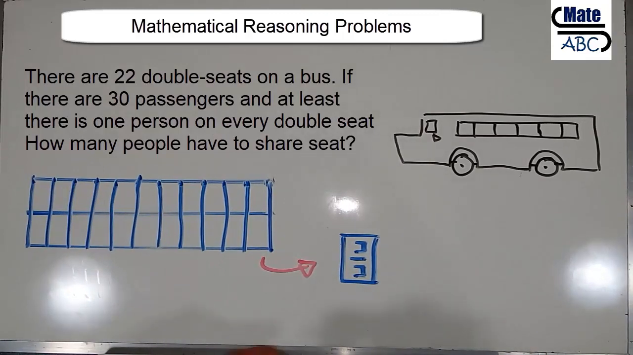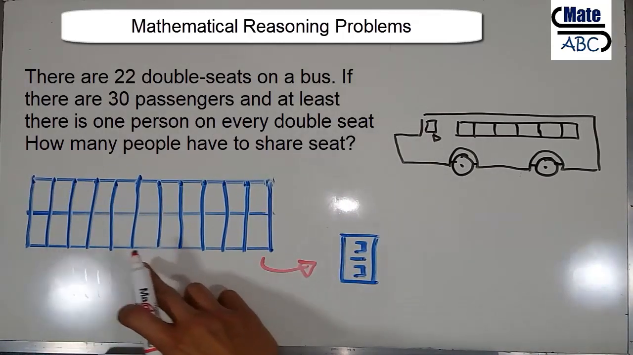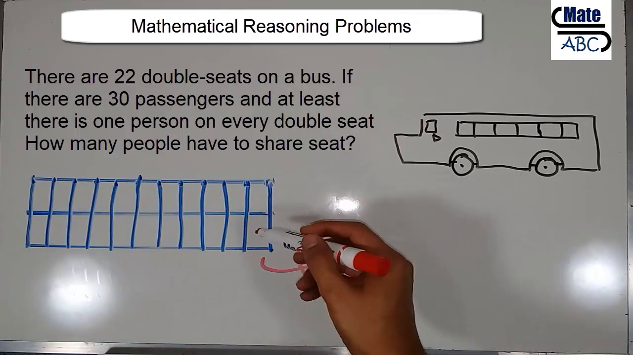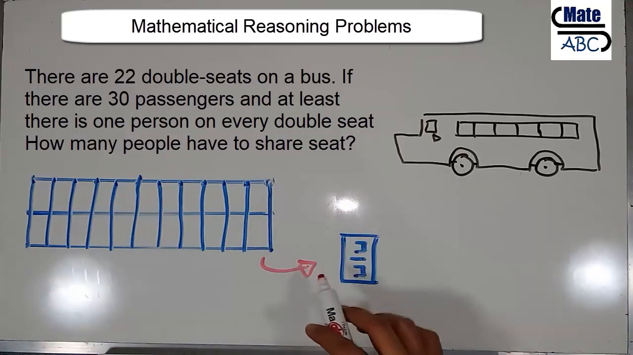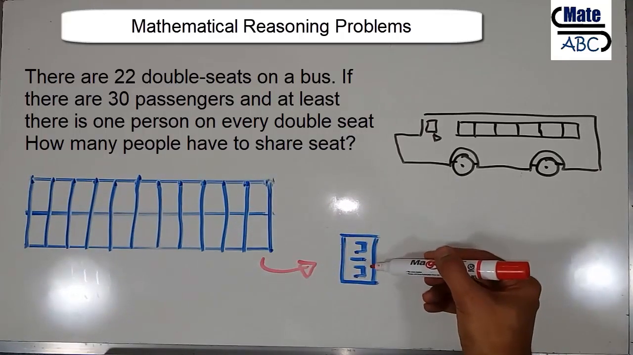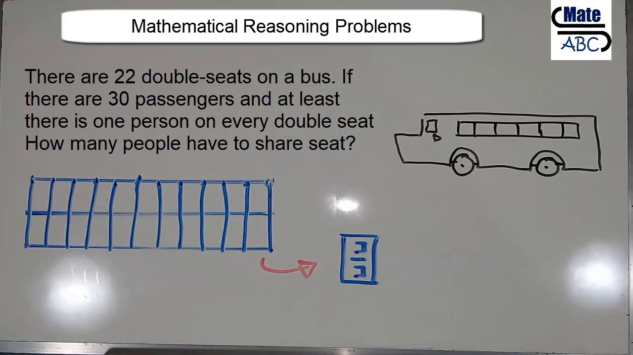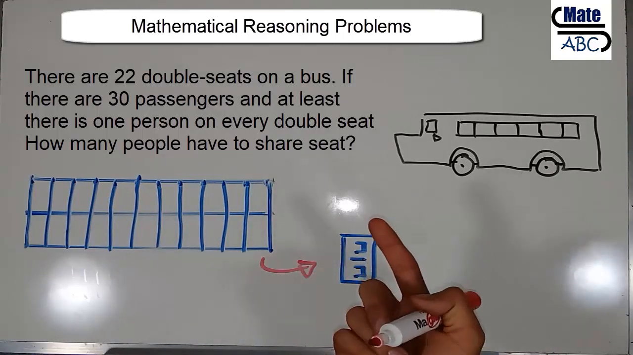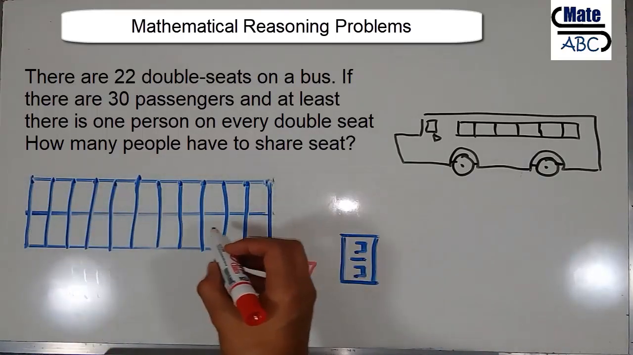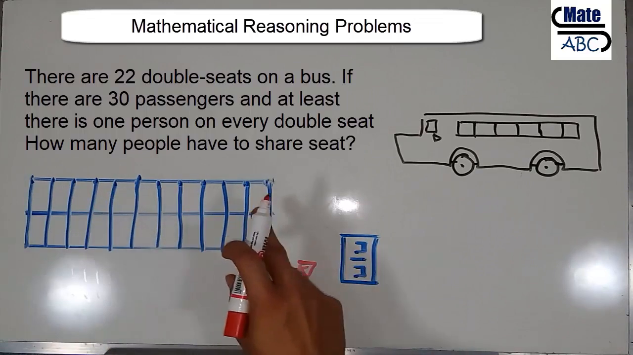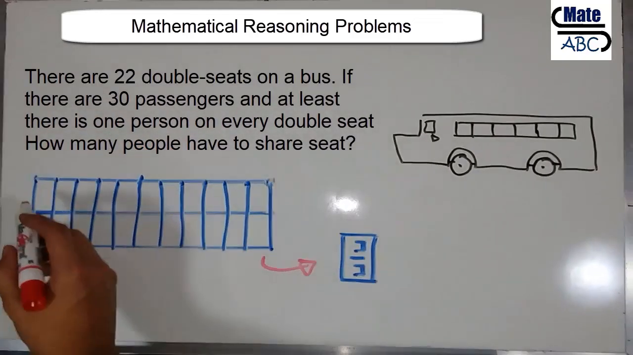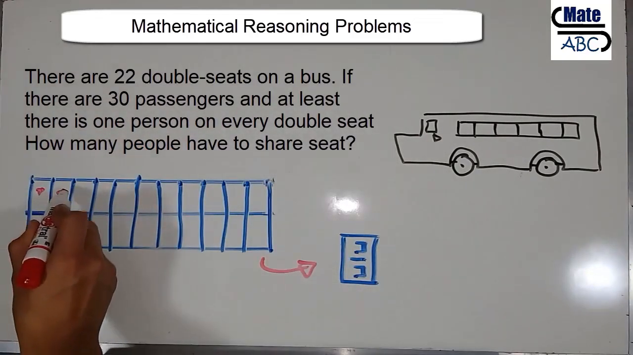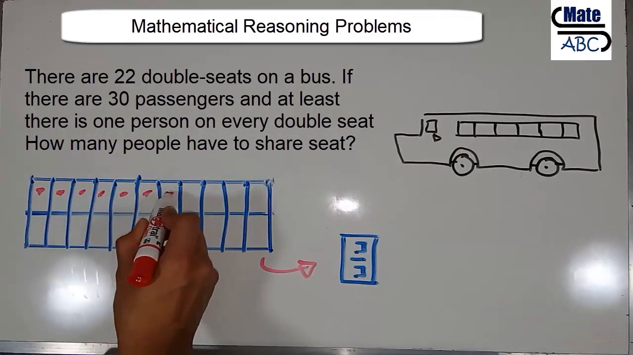Okay, so the problem says that there are 22 double seats, so this rectangle contains 2 seats. So there are 30 passengers, and the condition says that at least there is one person on each double seat. So here we go. 1, 2, 3, 4.